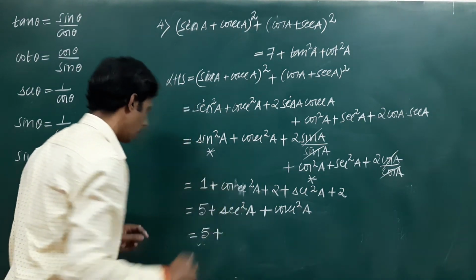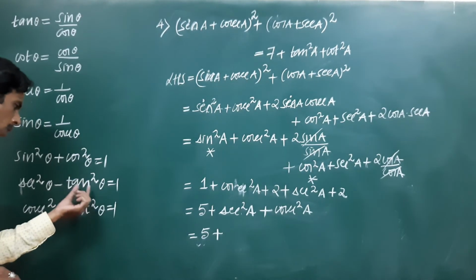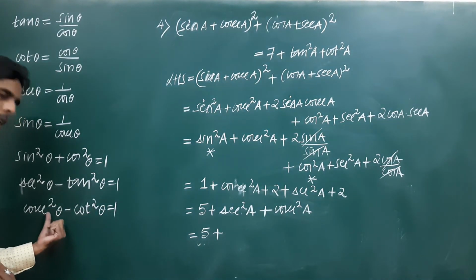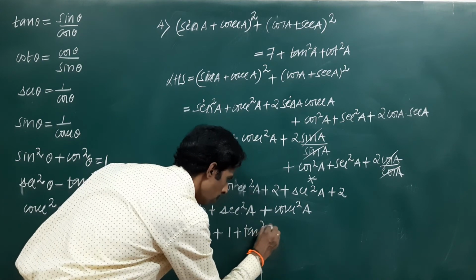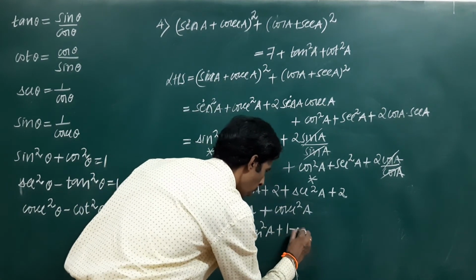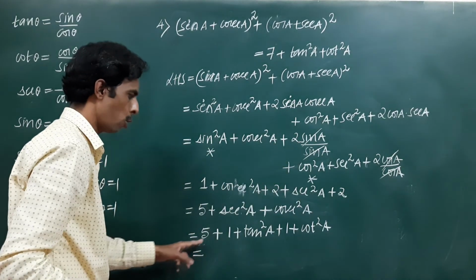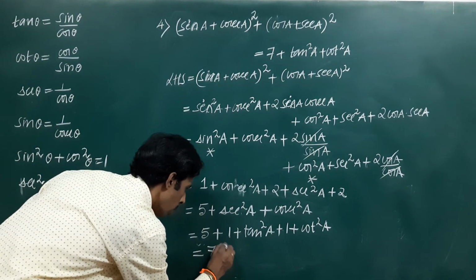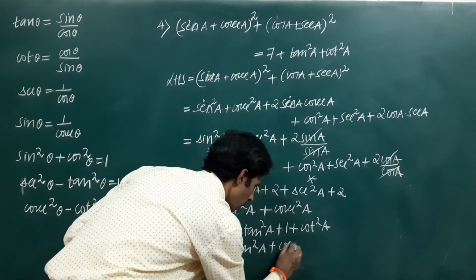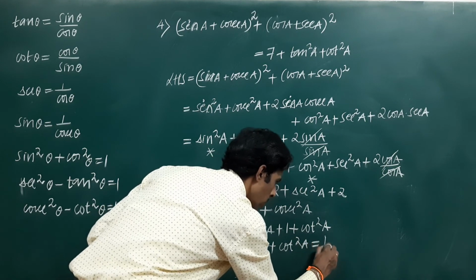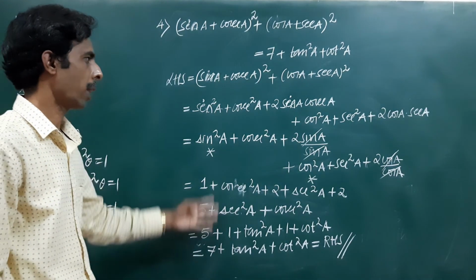So sec square A, 1 minus tan square A, will take to the right hand side. So sec square A can be written as 1 plus tan square A, cosec square A can be written as 1 plus cot square A. So 1 plus tan square A plus 1 plus cot square A. So that this is equal to 5 plus 1 plus 1, how many? 7 plus tan square A plus cot square A. Okay, this is equal to right hand side result. This is the proof of the given problem. Okay, like this also you can simplify it.